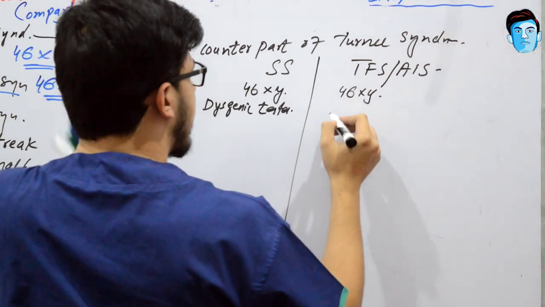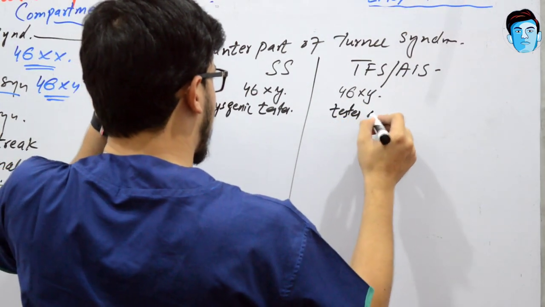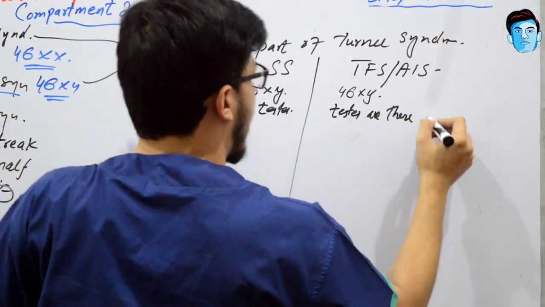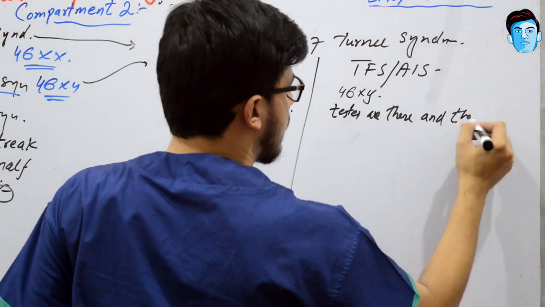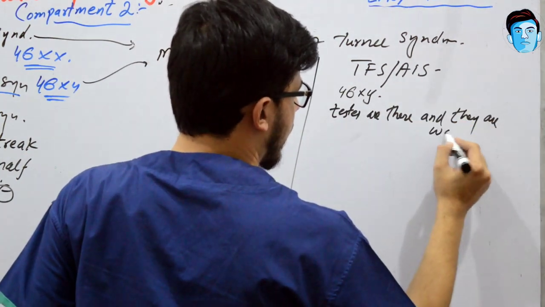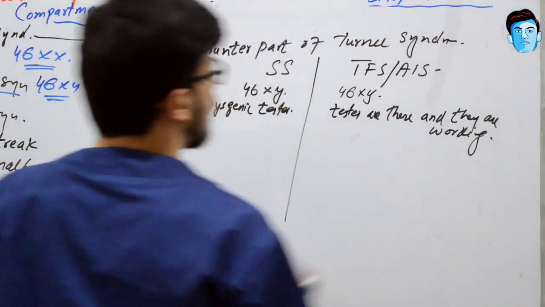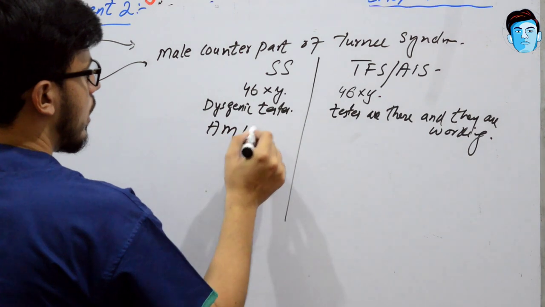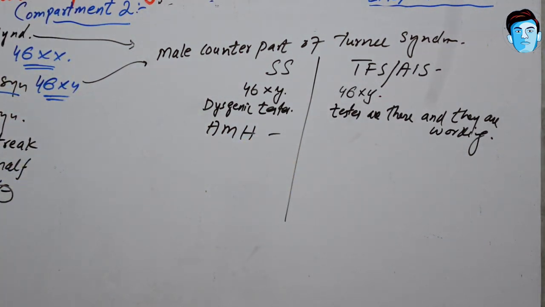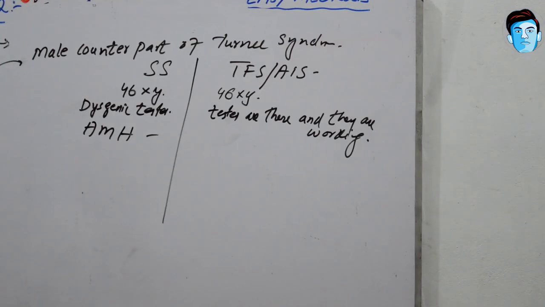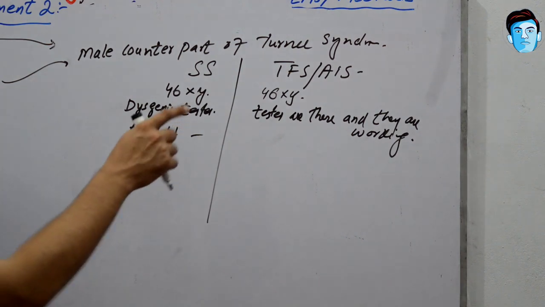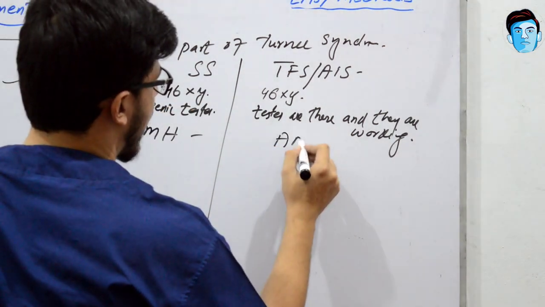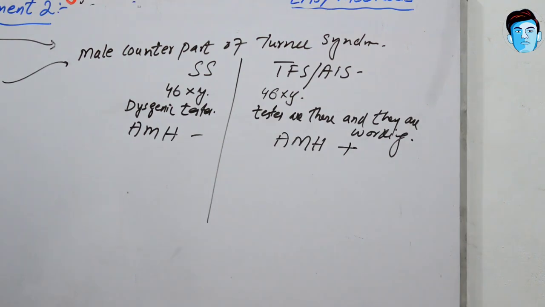But in TFS, testes are there, and they are working. Now, the anti-Mullerian hormone is absent in Swyer syndrome, while in TFS syndrome, the anti-Mullerian hormone is present.